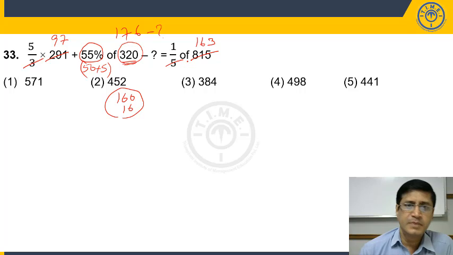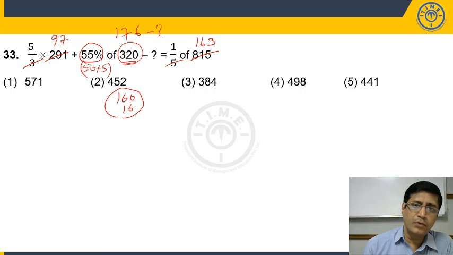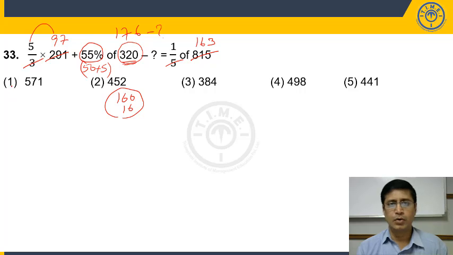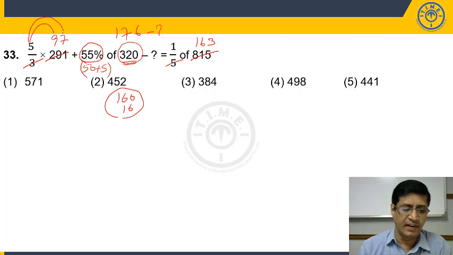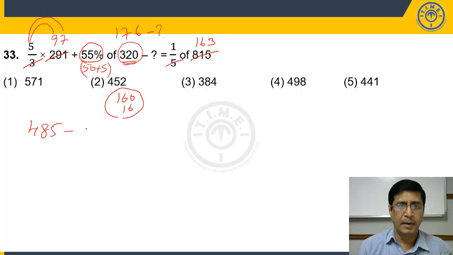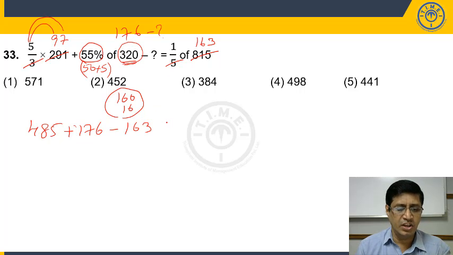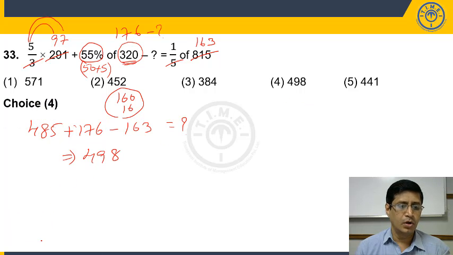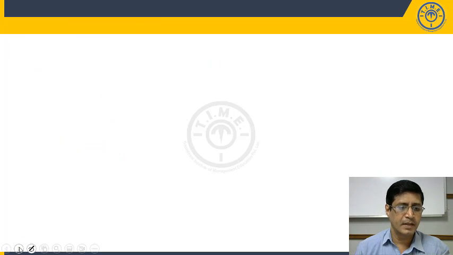So 3 times 5. So what is the result? 5 times 97, 5 times 90 is 450 plus 35, it is 485, plus 176 minus 163, which is equal to the question mark. Adding all these values, you will get 498 as a result. So the right choice is option number 4. The fourth choice is the answer for this.